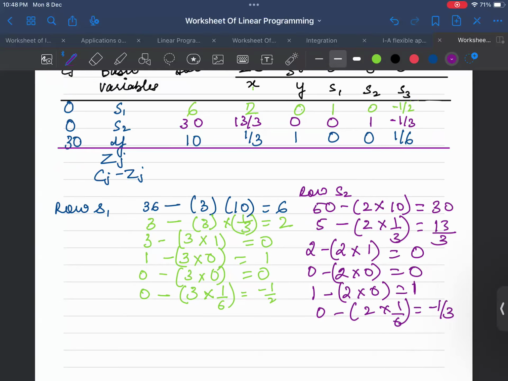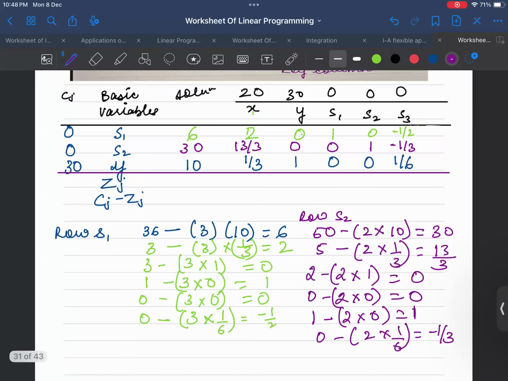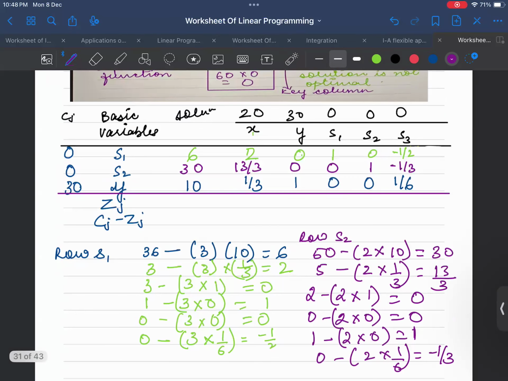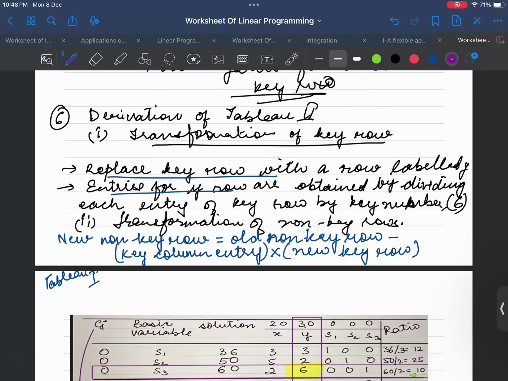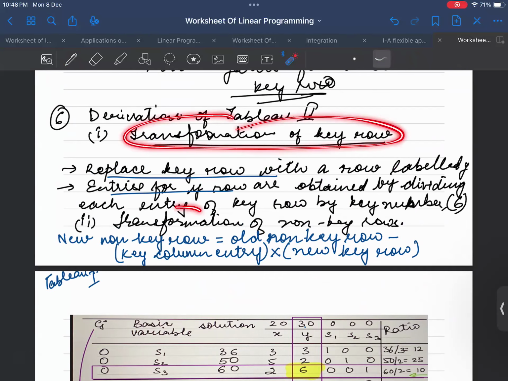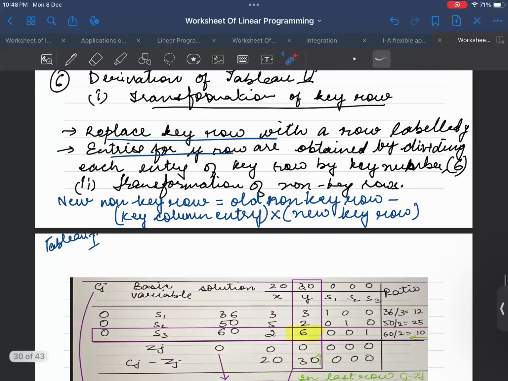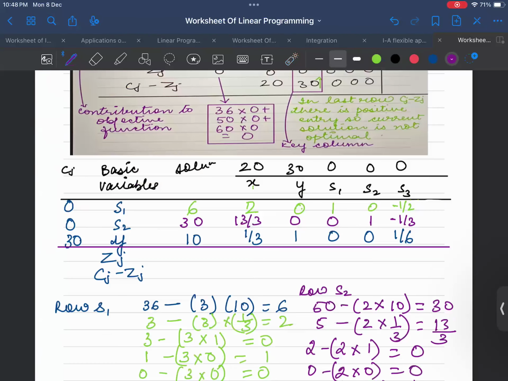This was the important part of the table. The students make mistakes over here only in the calculation, but now I think it's clear how to create the tables, how we do the transformation of the key rows and the transformation of the non-key rows, right? Now it's easy. In the same way we will solve it.